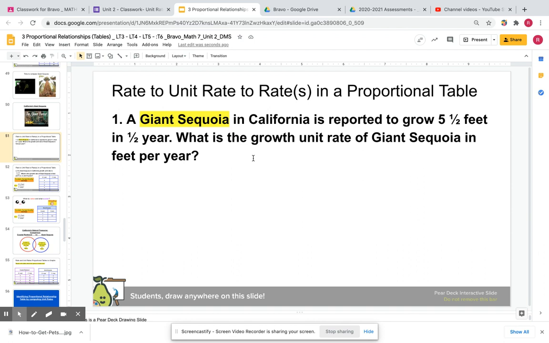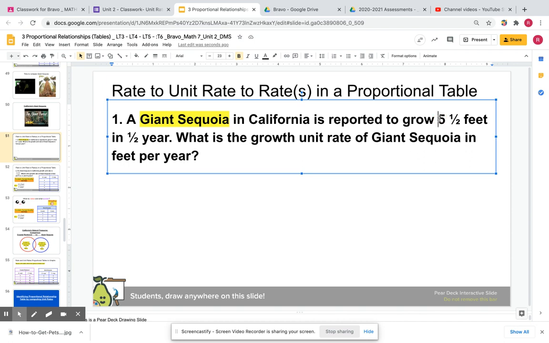Okay, that should have been enough time. What do we know about the giant sequoia? What's given about it? What information is given? All right, I hope you were able to identify that the information given is that it's growing 5.5 feet every half a year.